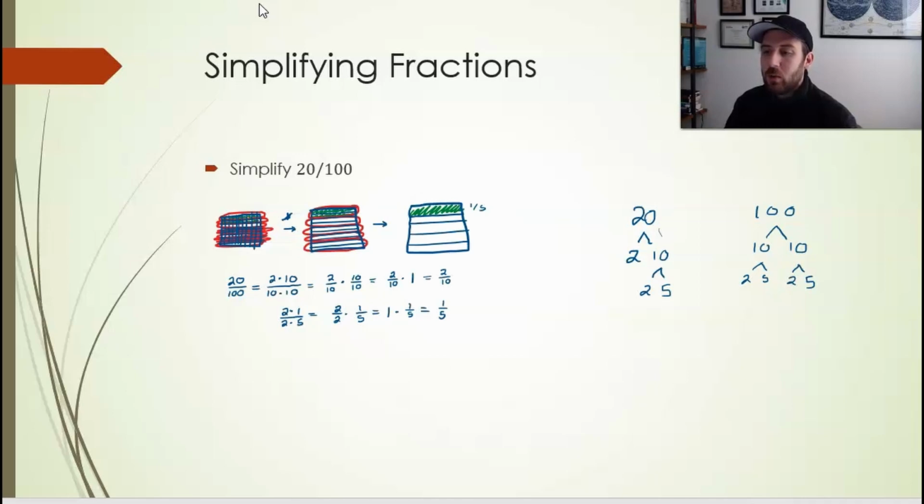Well, we now know, then, that 20 hundredths is the exact same thing as, instead of 20, we'll write 2 times 2 times 5. Instead of 100, we'll write 2 times 2 times 5 times 5. Remember, in math, we're always allowed to replace things with other things that look different but mean the exact same. So we've replaced 20 with something that is 20. 2 times 2 times 5 is 20. And we've replaced 100 with something that is 100. 2 times 2 times 5 times 5.